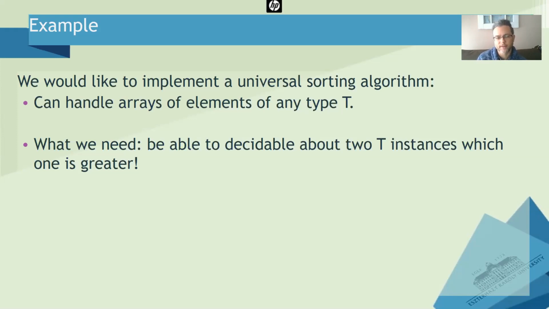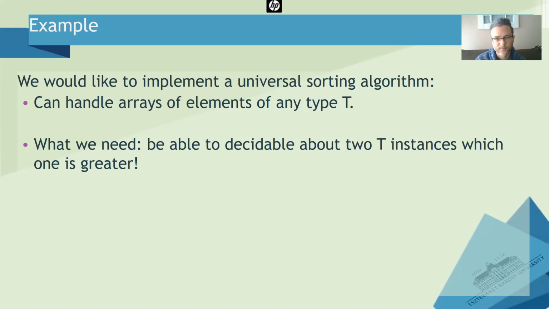The question is, how can you implement such a universal sorting algorithm in your C# code? What do you need for that? Well, you need only one thing. You need to implement how to decide that two instances of your type can be compared against each other. If you have two such instances, which one is less than the other one, which one is greater, and when they are equal to each other. If you implement only this, you can use your universal sorting algorithm.